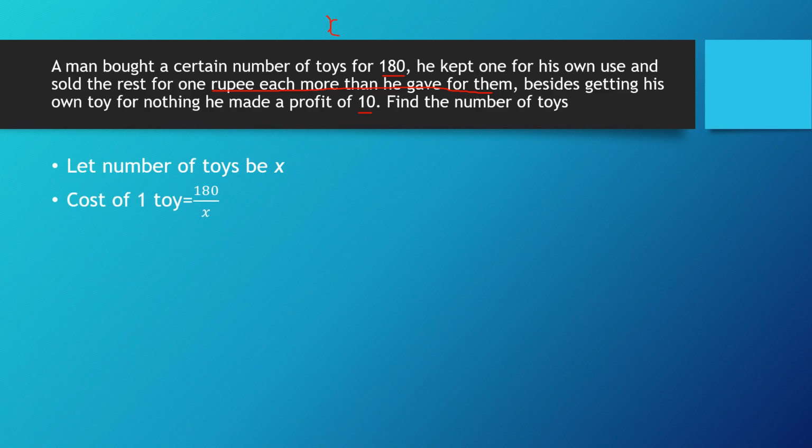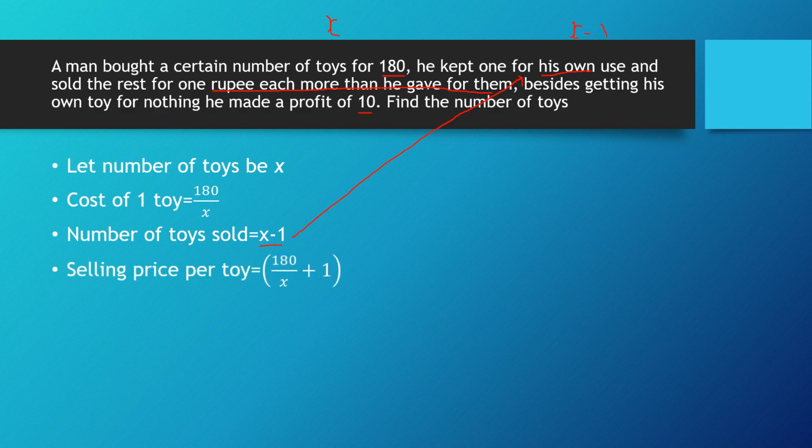Now what I am doing? I am keeping one toy with me. So how many I am going to sell? I am going to sell X minus 1 toys, correct? And for X minus 1 toys, what will be my price? The original price of each toy plus 1. That is, my price becomes 180 by X plus 1. So see, number of toys sold X minus 1, because 1 I have kept for my own. Okay. So selling price of each toy: now remaining toys I will be selling at 1 rupee more than the previous one. So 1 rupee more than this. That is 180 by X plus 1.